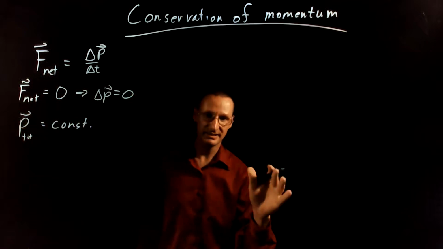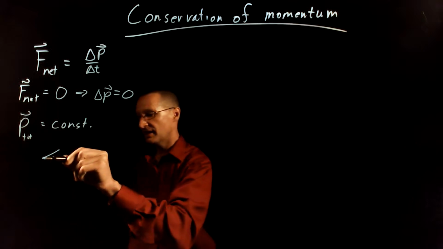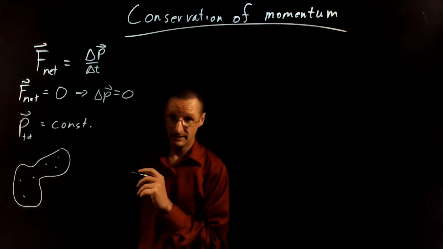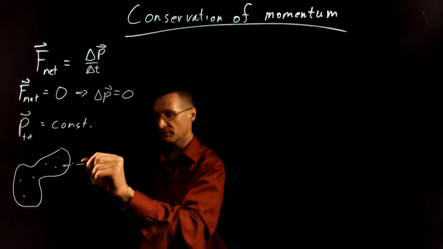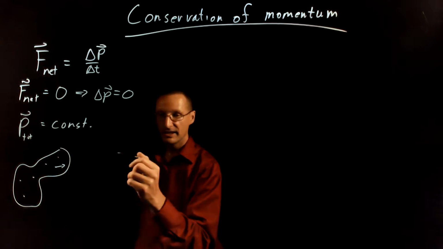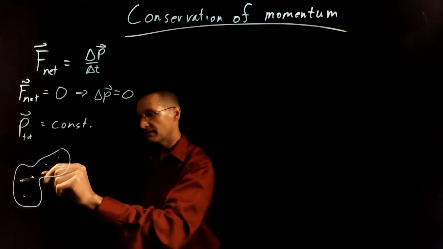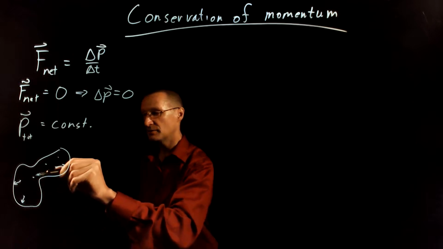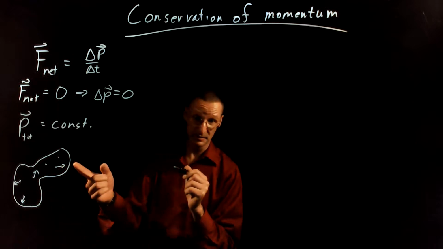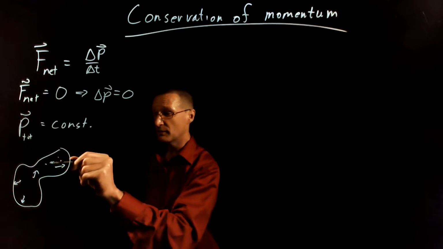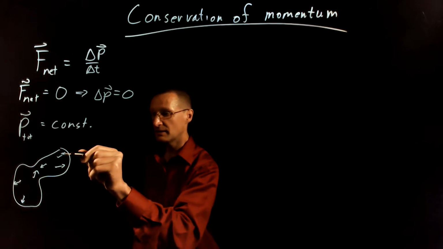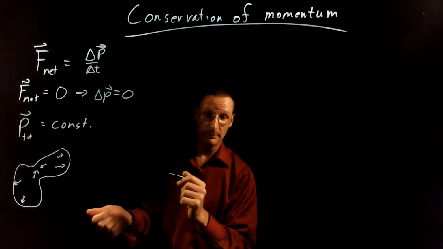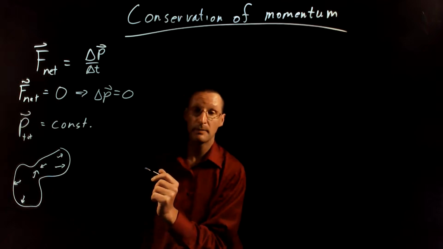Now, what do I mean by a system? Well, the idea here is that you have some system of objects that you define, and those objects are exerting forces on each other, and they are exchanging momentum as they exert those forces. And if you consider the momentum change those forces are creating, those forces will always be equal and opposite, and the momentum exchanged will always be equal and opposite. And if you add those momentum transfers up, you'll get 0.